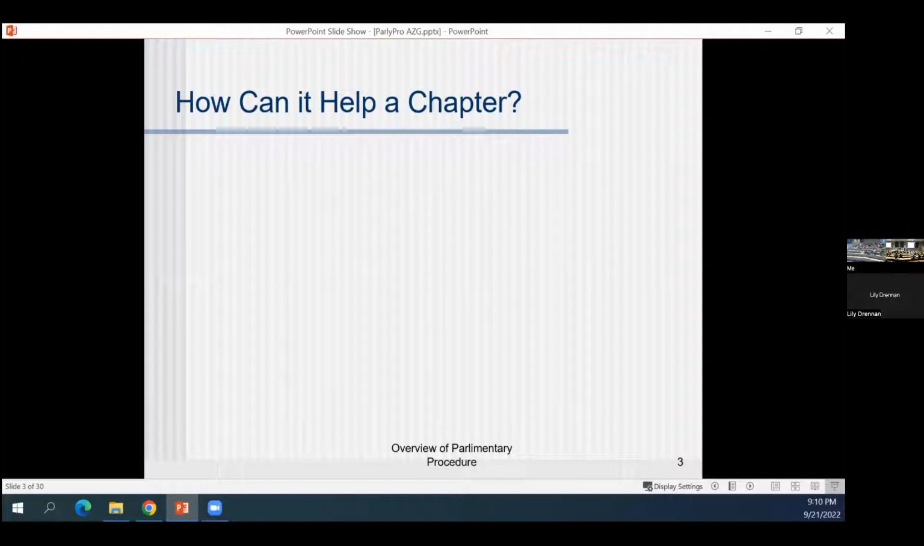What else does it help you do? Level sets the expectation of how things are supposed to be running. Very important. Everyone in the room knows how things are supposed to run and what's supposed to happen. So it's not just the person up front running the meeting or the executive board, the officers. Everyone has an understanding and expectation of what's going to happen. Very important.